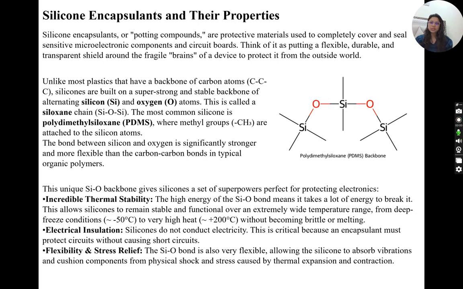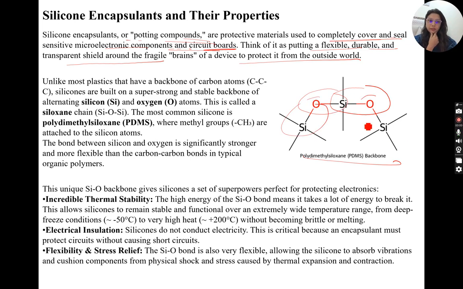So, starting with silicone encapsulants and their properties. Silicone encapsulant or coating compounds are protective materials used to completely cover and seal sensitive microelectronic components and circuits. Think of it as putting a flexible, durable, and transparent shield around the fragile brains of a device, protecting it from the outside world. So if you look at this, this is the polydimethylsiloxane backbone, and this Si-O group, which is silicone, is very important.